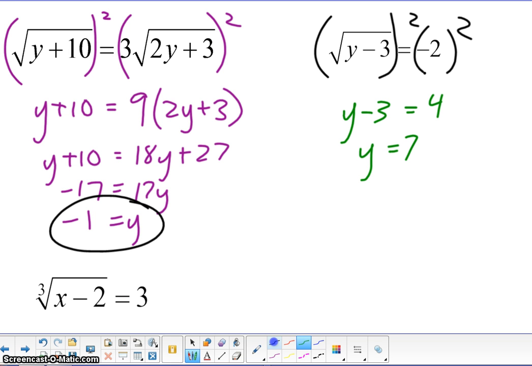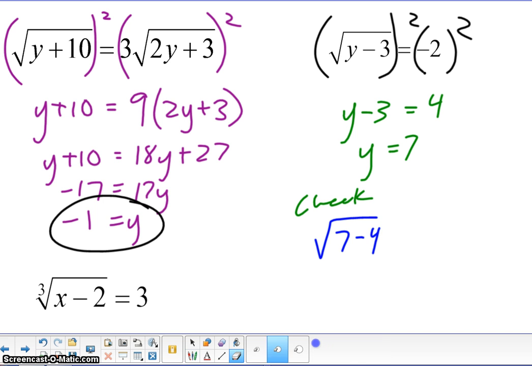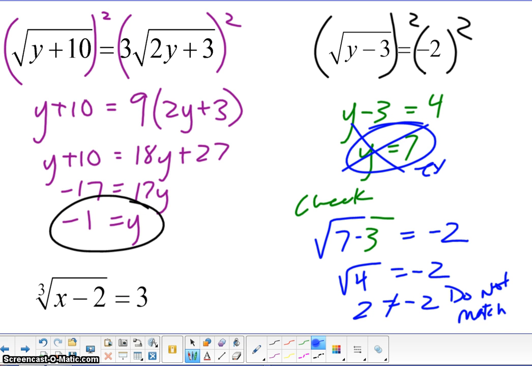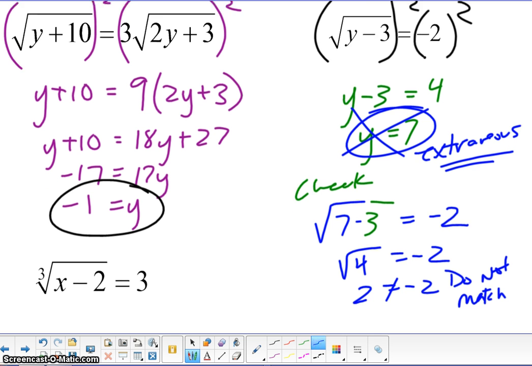And if we're going to check our answer, it would be 7 minus 3. I'm sorry, I'm ahead of myself here. 7 minus 3 equals negative 2, which is 4, and we're only using the principal square root, so we do not have a match. Okay, so when that happens, that means that this answer is extraneous. So you can write that on the side of that solution. It is a solution, but when you plug it in, it doesn't work, so that is considered extraneous.